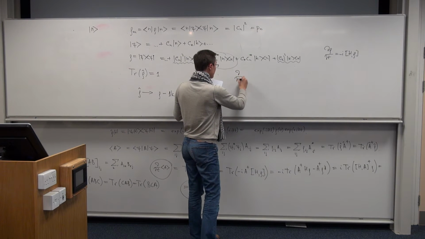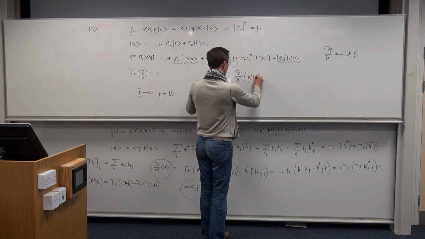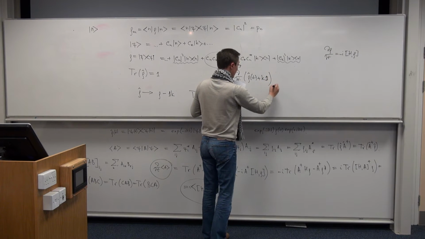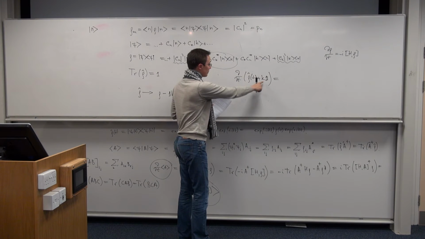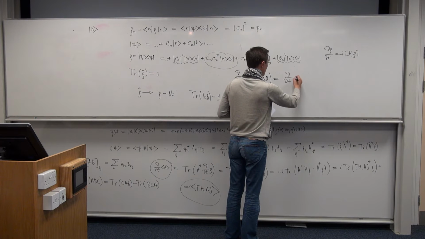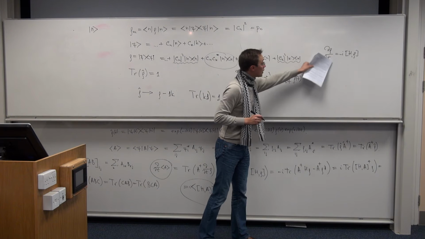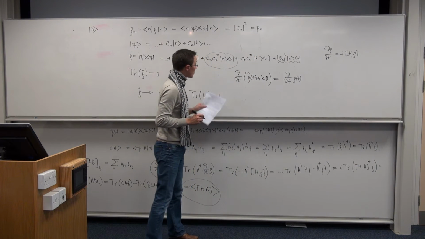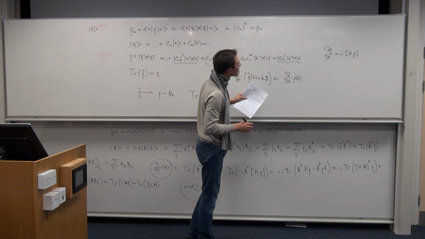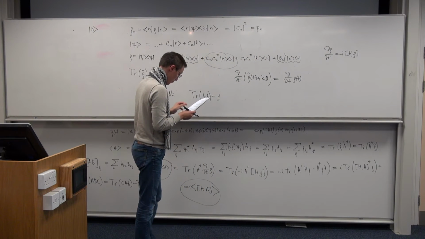So d by dt acting on rho of t plus any amount of the unit matrix, because this is a constant, differentiates to 0, so that's the same as d by dt rho of t. So the presence of the unit matrix is inconsequential on the left-hand side of the Liouville-von Neumann equation. And for the right-hand side, similarly, the unit matrix commutes with everything, and so the commutator is actually 0.